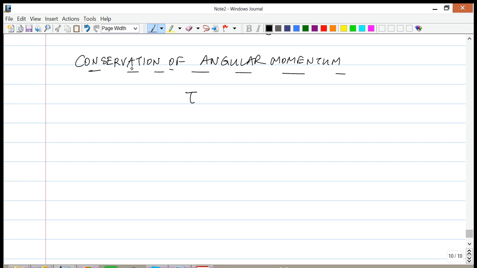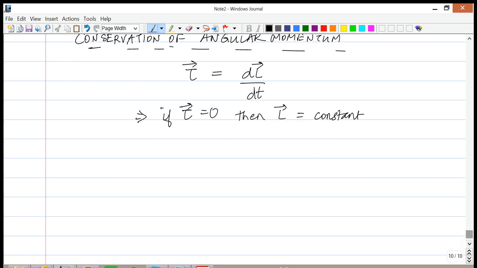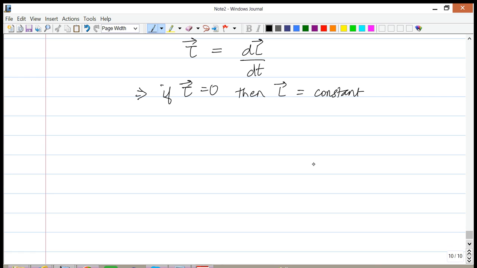Okay, what we know is that the torque is equal to dL by dt. So this implies that if tau equals 0, then L equals constant. So this is basically the statement of the conservation of angular momentum. If the net external torque is 0, the angular momentum is conserved. Just like we had the statement for conservation of linear momentum, which said that if the net external force is 0, then the linear momentum will be conserved.